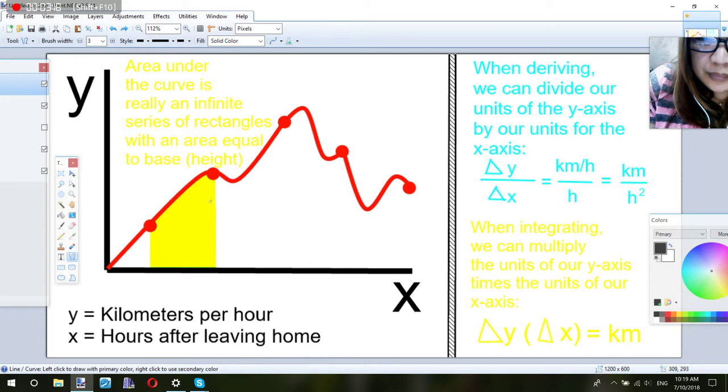I've been a little bit careful with that. This is displacement, not total distance traveled. And the reason why is because it's possible for us to have a negative velocity. If I had a negative kilometers per hour, that means I would be traveling in the opposite direction. So if this is leaving home, if I started to go back towards home, that would be negative kilometers per hour. My displacement would tell me how far away I am from the start point, not how far that I've traveled.